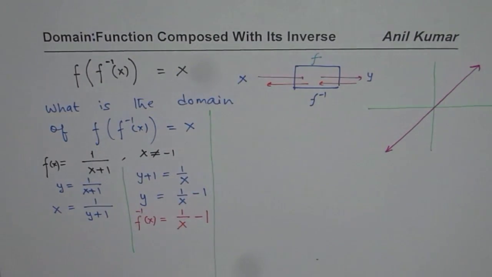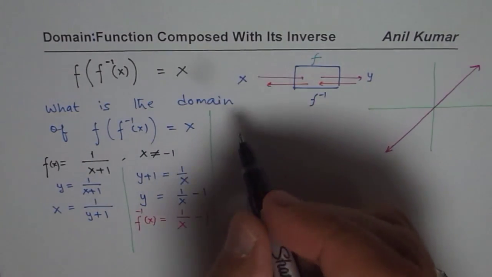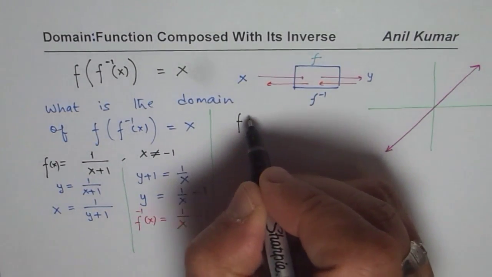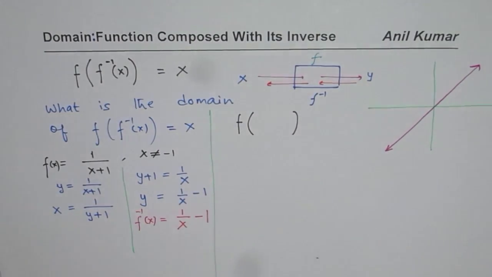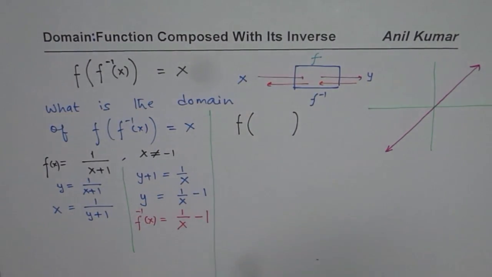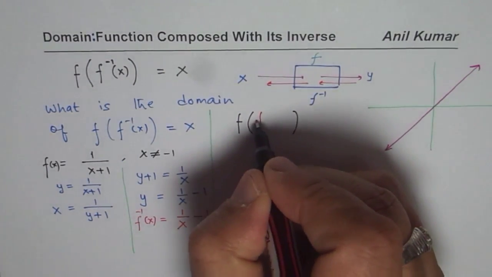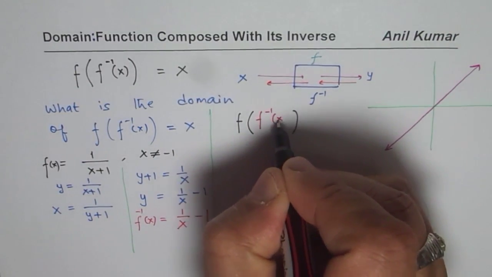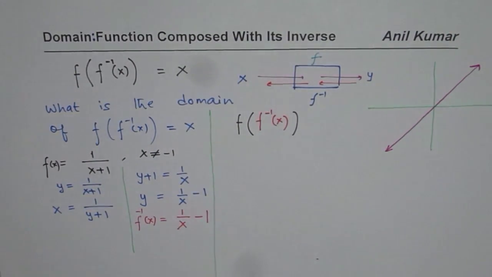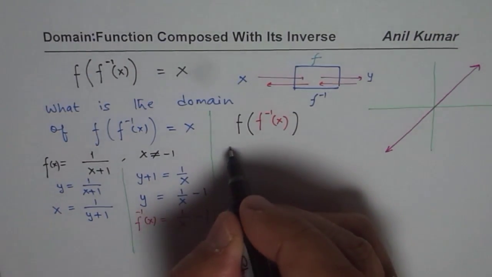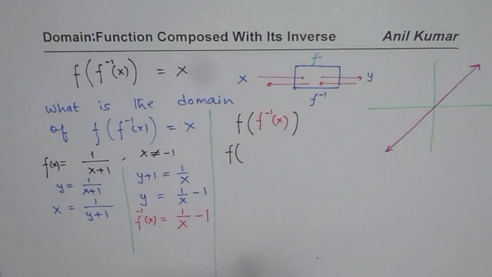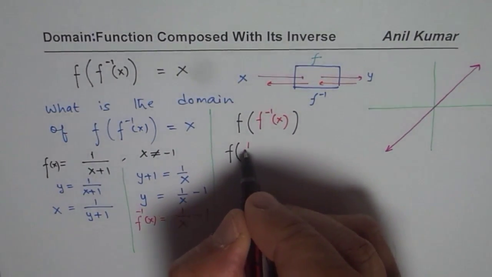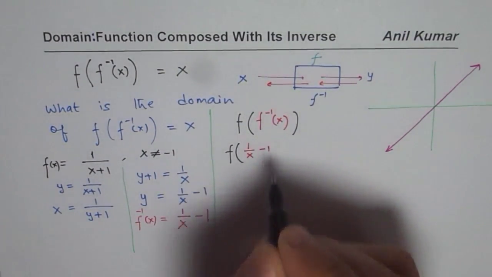Now let's form the composite function, which is f of f inverse x. So now we'll work on f of f inverse x. We are using different things so that it may become easier for you to understand. So f of f inverse x, and now we know f inverse x for us is 1 over x minus 1. So let us write 1 over x minus 1 here.